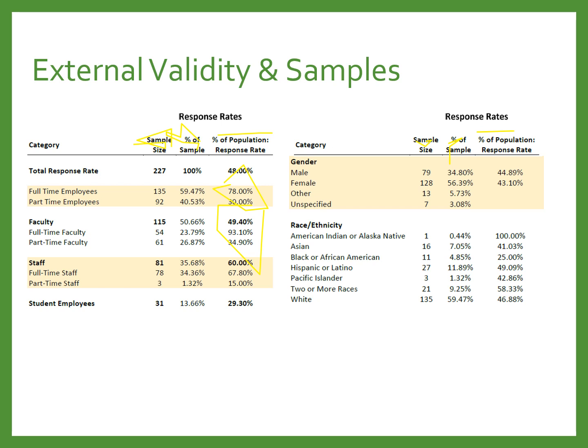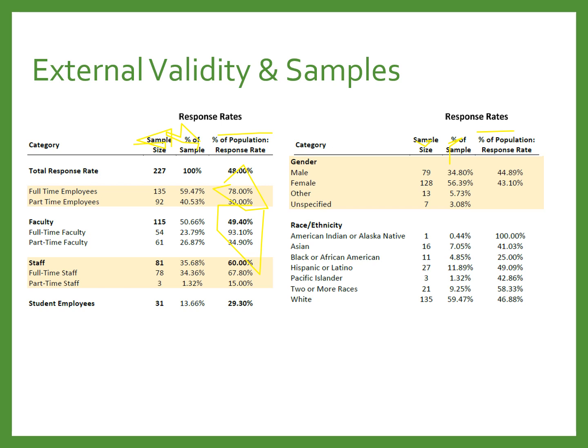So even though only 23.79% of the sample was full-time faculty, we captured almost every full-time faculty member at the college. So with the full-time faculty and even the full-time employees in general, I was really confident that my survey results represented how full-time employees think about, feel about, and experience their work at Nevada State because I got such a great representative sample.